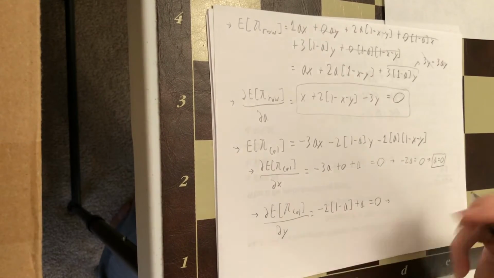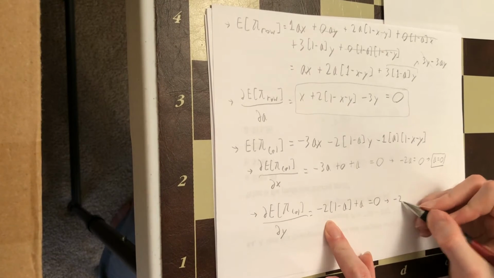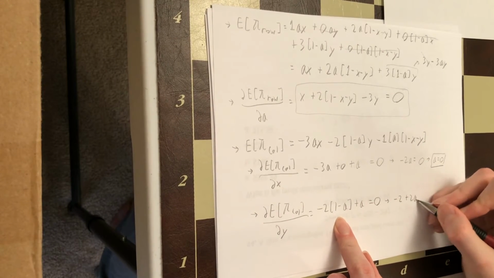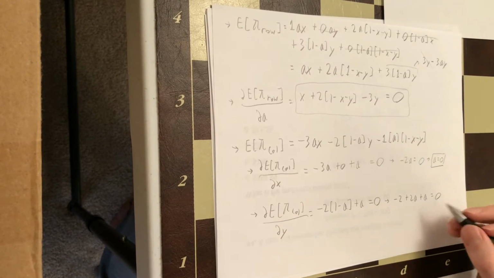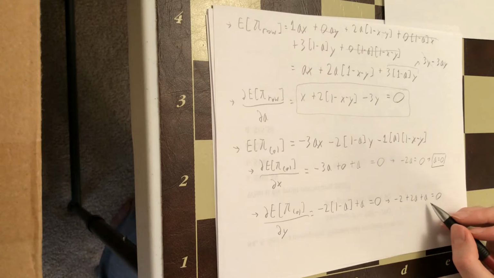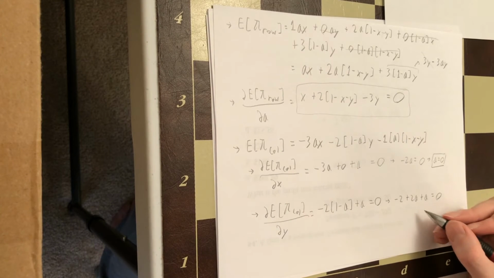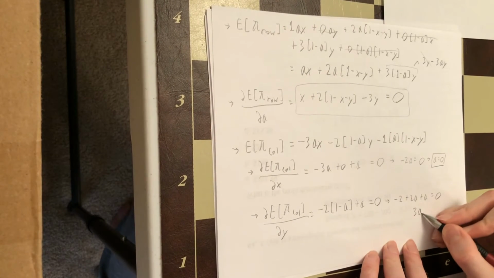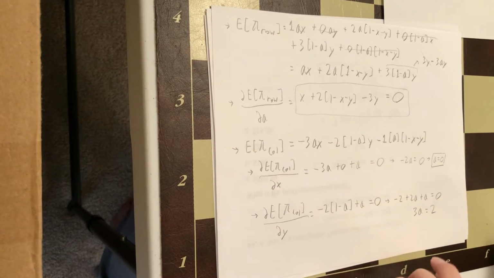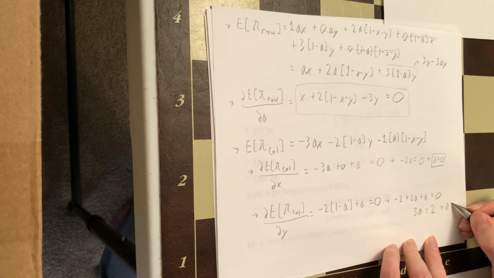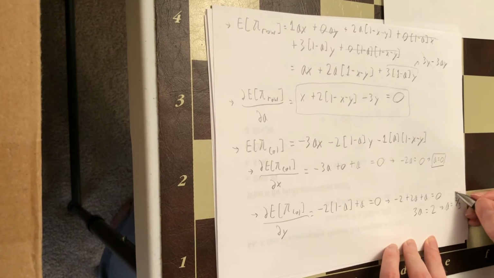So now we got to expand this. We have a minus 2 plus 2a plus a is 0, and then we combine those to get 3a. I can push this minus 2 to the other side. 3a equals 2, which gives us a equals 2/3.